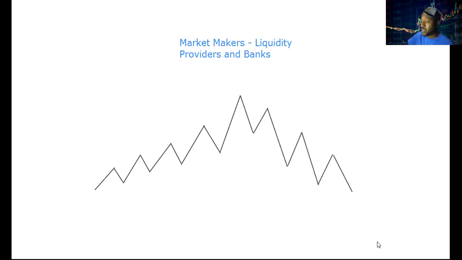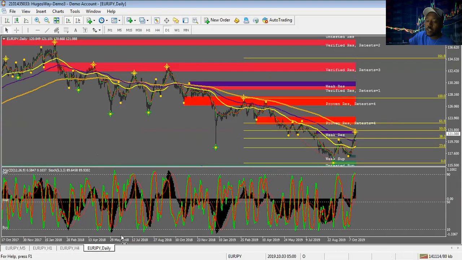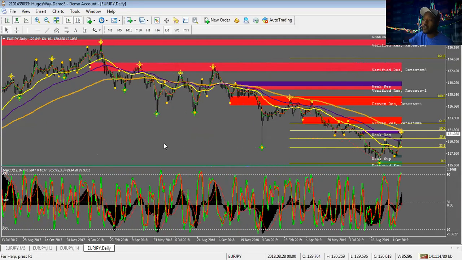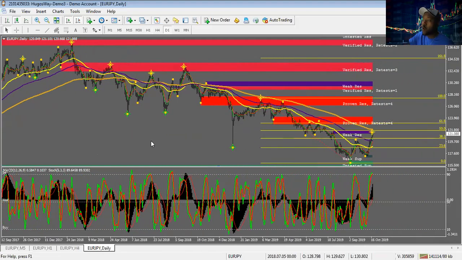So what I'm going to do is go to a chart and show you guys how this looks on a chart. So we're going to go to a new chart and look at my chart here, and this is what we're going to take a look at. I'm going to show you guys periods of accumulation and distribution and how we really identify them.